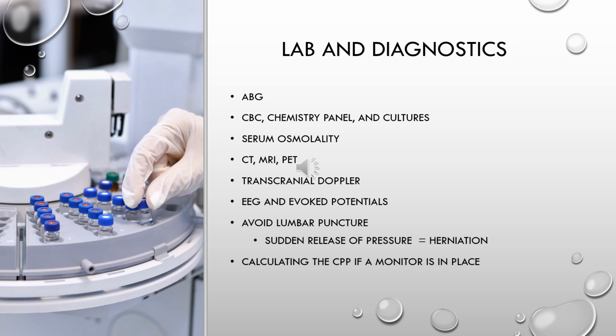CBC, chemistry panel, and they may do cultures as well. Now this is something you have to remember: people with ICP may also have something like meningitis or encephalitis, so they would be doing things to rule out infectious processes and to isolate potential pathogens that may need to be treated with antibiotic therapy.